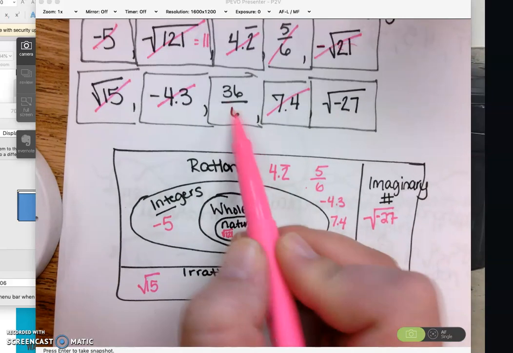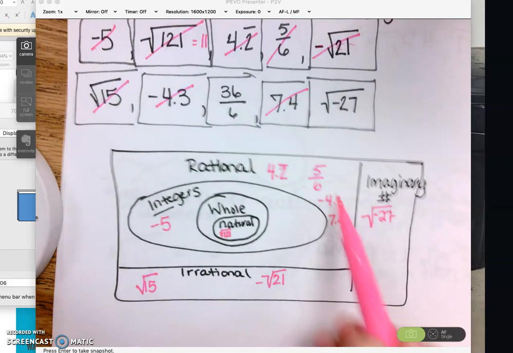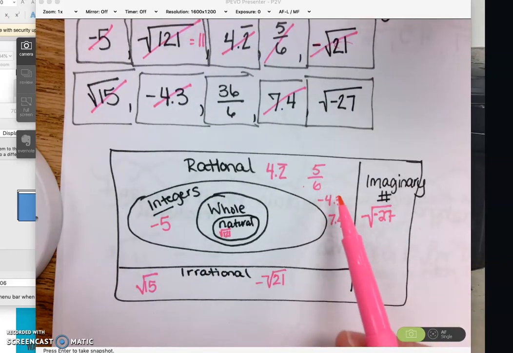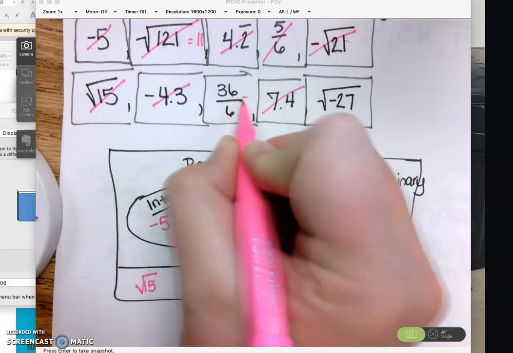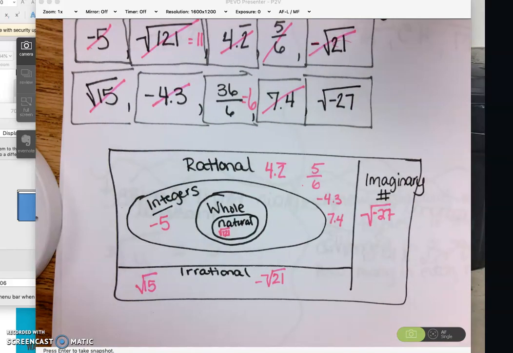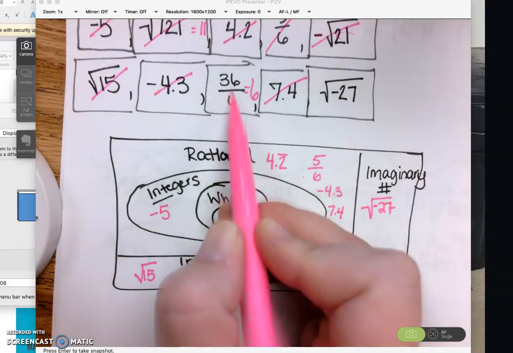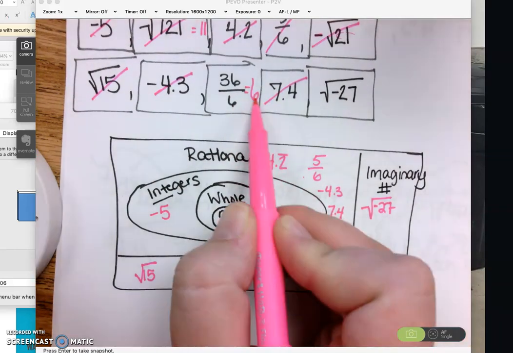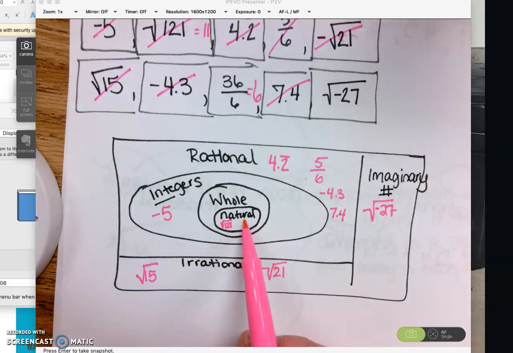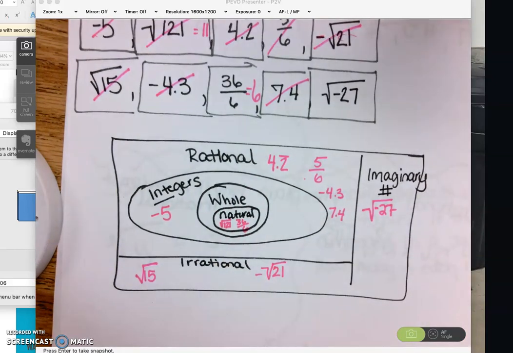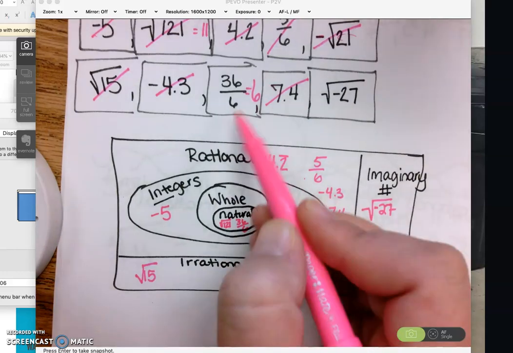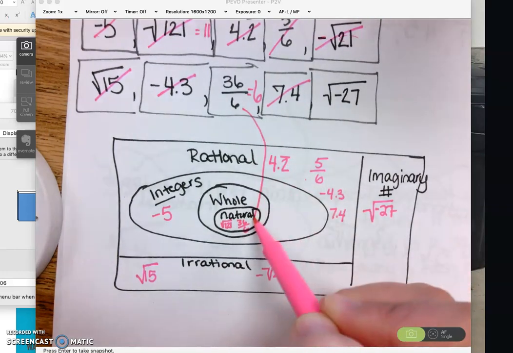Okay, then the next one is 36 over 6. Why didn't I write that in here right away when I was writing all the fractions and decimals down? Because it simplifies to 6. So 36 over 6 simplifies to 6. That's going to go all the way into natural. So I want to write 36 over 6 inside there. That would be an example where you could probably draw a line if you really needed to.